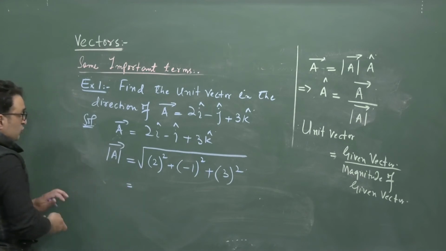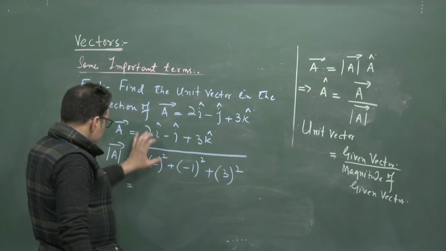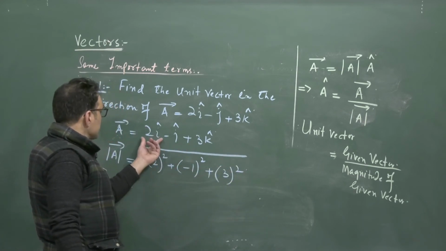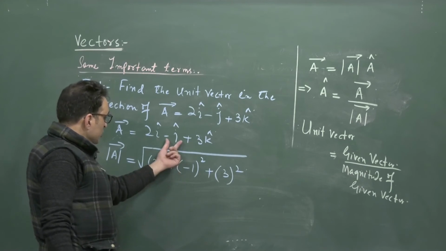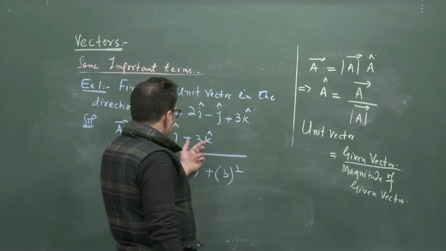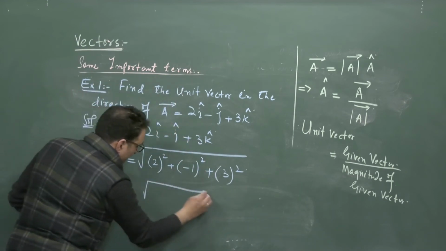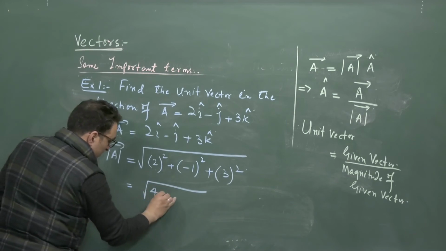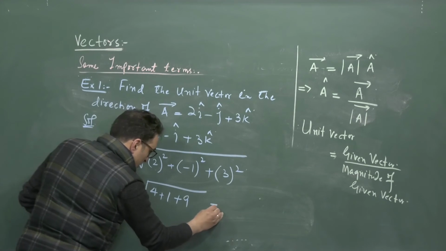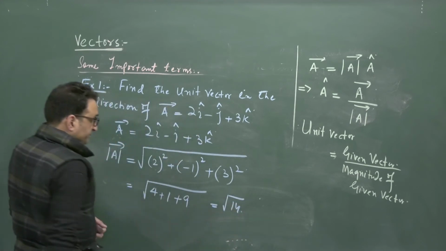Now this means to find the magnitude of the given vector, we write this as mod of A equals under root of coefficient of i squared plus coefficient of j squared plus coefficient of k squared. And we write this as 4 plus 1 plus 9. On simplifying, we can write this as under root of 14.